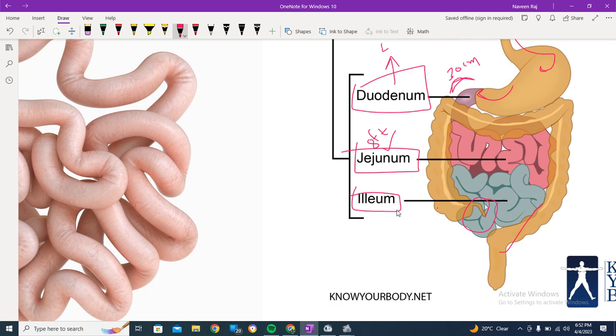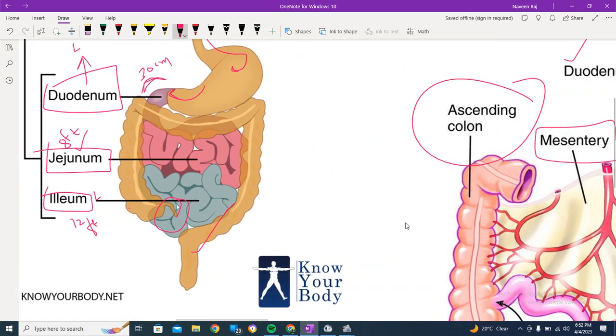And if you talk about ileum, so this is a twisted part, and this is highly coiled, and this is the largest part of the small intestine, and this is 12 feet long, right? 12 feet. So yeah, these were some extra points.